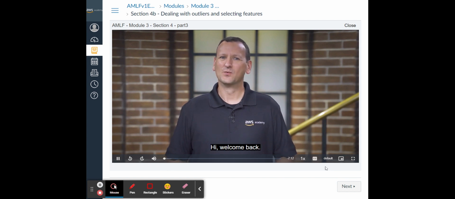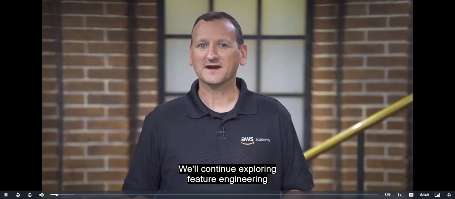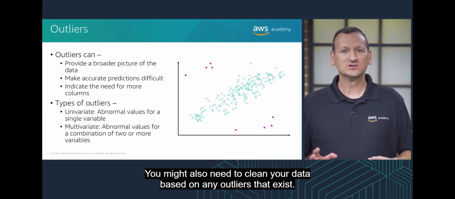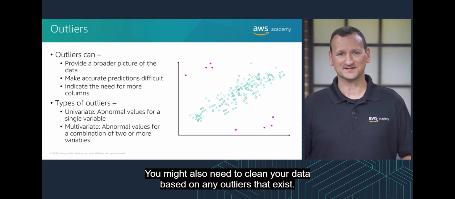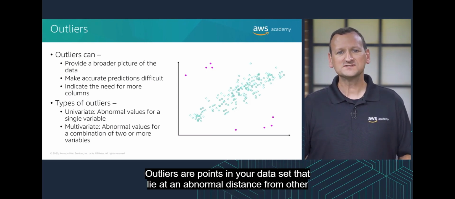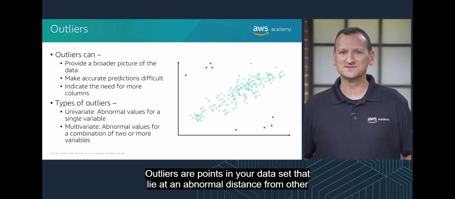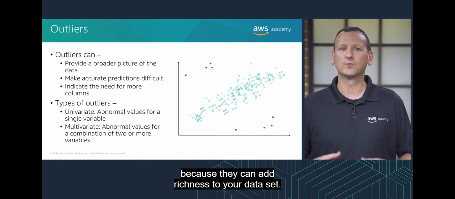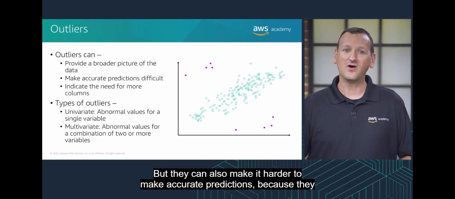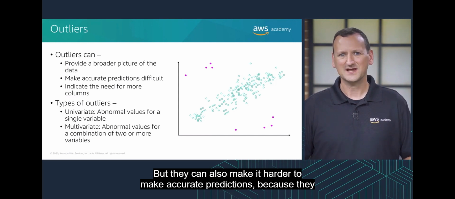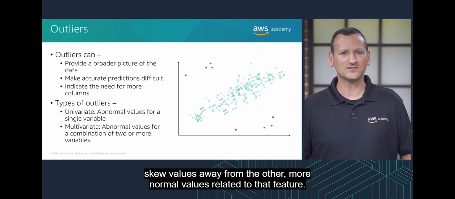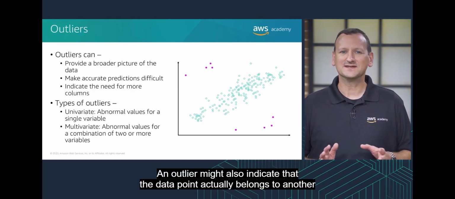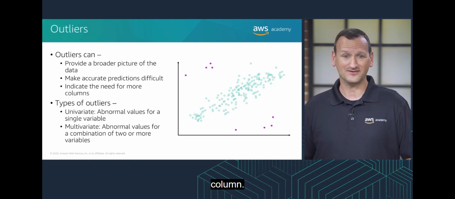Hi, welcome back. We'll continue exploring feature engineering by describing how to work with outliers. You might also need to clean your data based on any outliers that exist. Outliers are points in your dataset that lie at an abnormal distance from other values. They're not always something you want to clean up because they can add richness to your dataset. But they can also make it harder to make accurate predictions because they skew values away from the other, more normal values related to that feature. An outlier might also indicate that the data point actually belongs to another column.